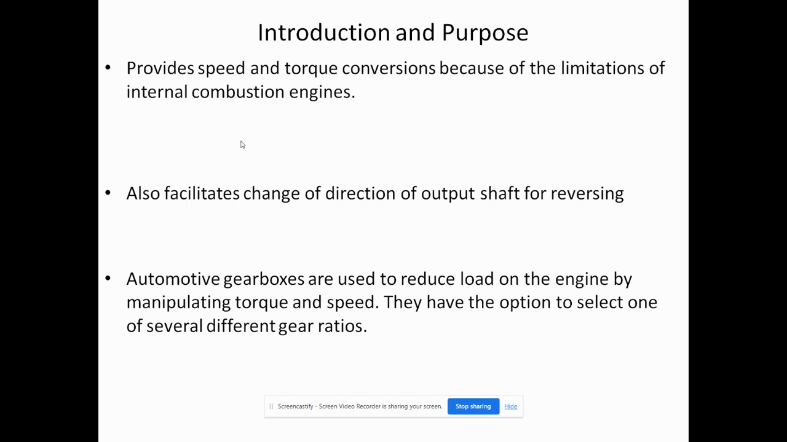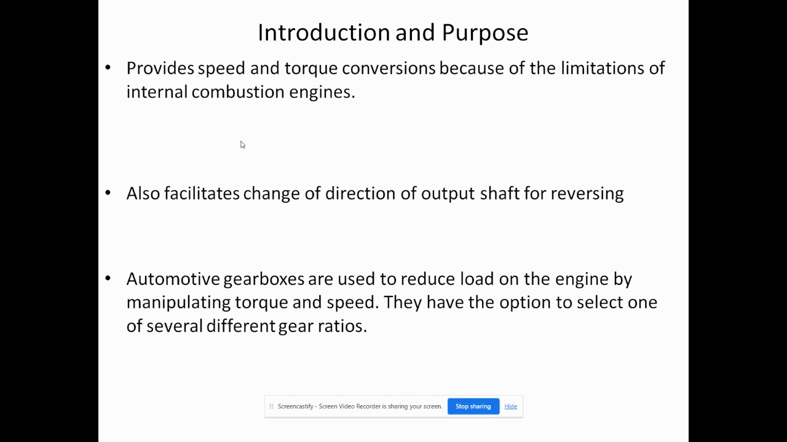Next, it is also used to facilitate changes of direction of the output shaft for reversing. For reversing the output shaft, we can use this gearbox, and automobile gearboxes are also used to reduce load on the engine by manipulating torque and speed. By manipulating this torque and speed, we can also reduce the load. They have options to select one of several different gear ratios. We can discuss that in the next slide, where we will see the different types of gear ratios.